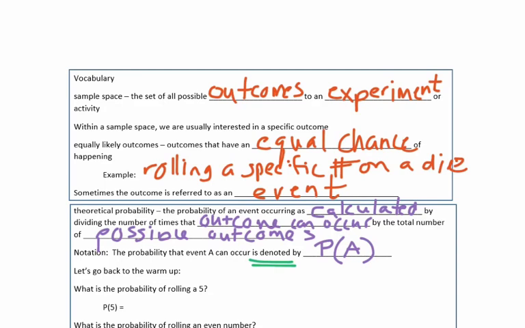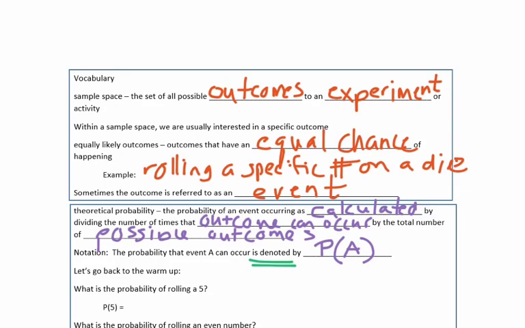Okay, that's what that notation means there, the probability of event A. Now, a lot of times you'll name the event by whatever you're interested in. So you'll notice here, if you look down on the notes, it says, let's go back to the warm-up, which of course, because we're doing class differently right now, maybe we don't have a warm-up, but what is the probability of rolling a 5 if you're talking about a regular standard die? Notice that in notation there, you've got the 5 there. And that would be read as the probability of rolling a 5.